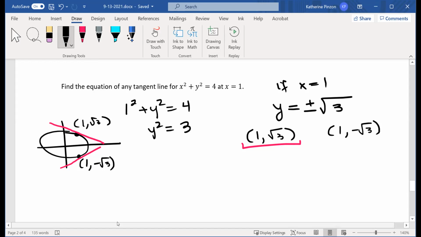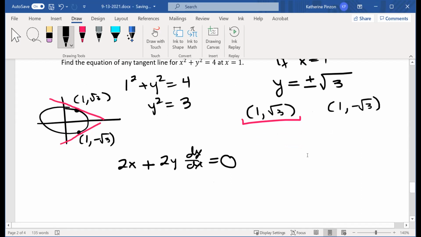Implicitly, yeah. I mean, now that we know it, we may as well use it, right? Okay, what's the derivative of x squared? 2x plus, what's the derivative of y squared? 2y dy dx equals 0. Derivative of 4 is 0.